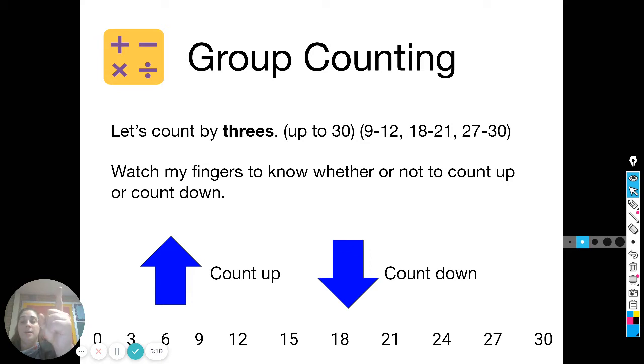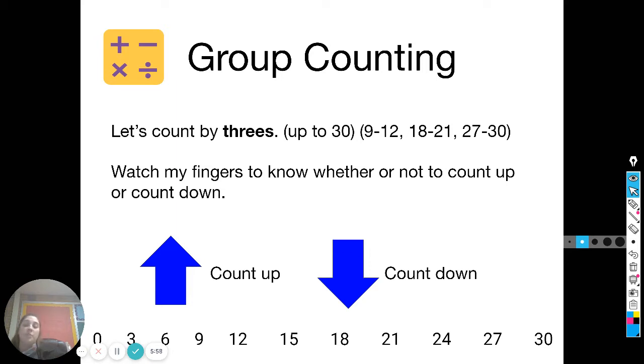3, 6, 9, 12, 9, 12, 15, 18, 21, 18, 21, 24, 27, 30, 27, 30. Great job.